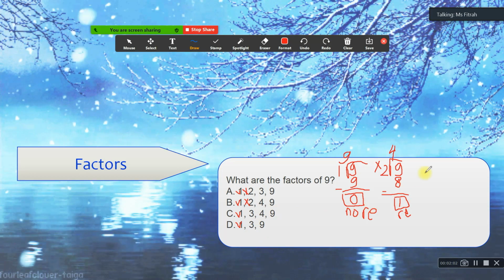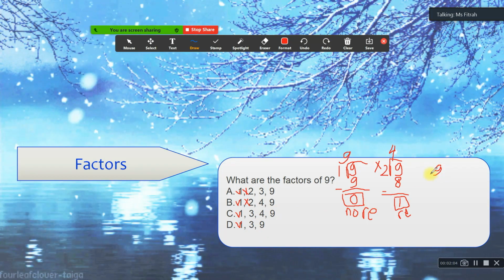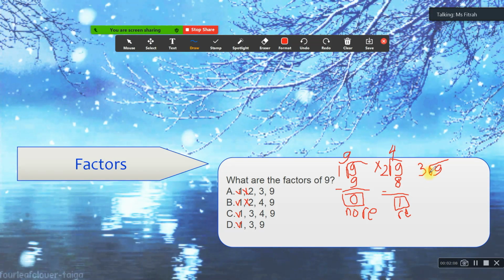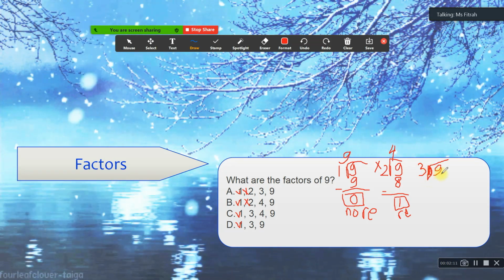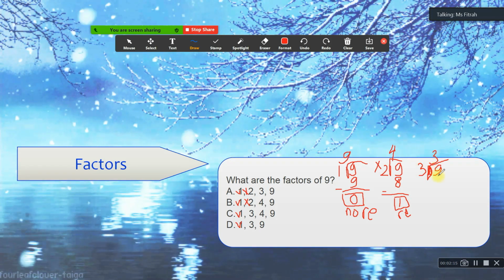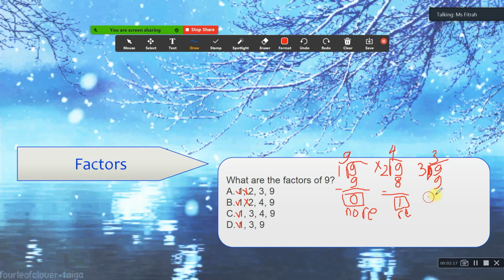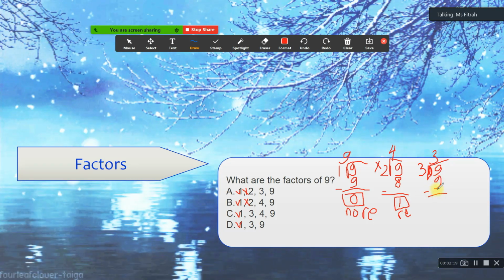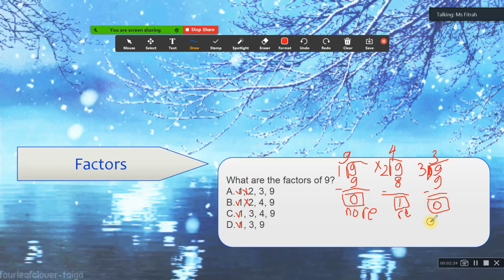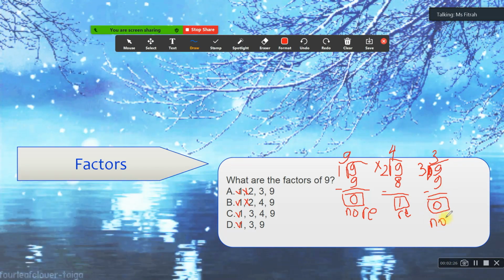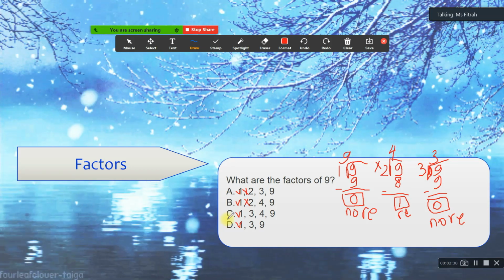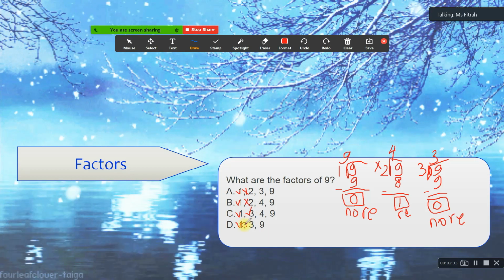How about 3? 9 divided by 3. How many? Yes, 3, because 3 times 3 becomes 9. We can subtract. 9 minus 9 becomes 0. Yes, there is no remainder. So 3 is a factor of 9.